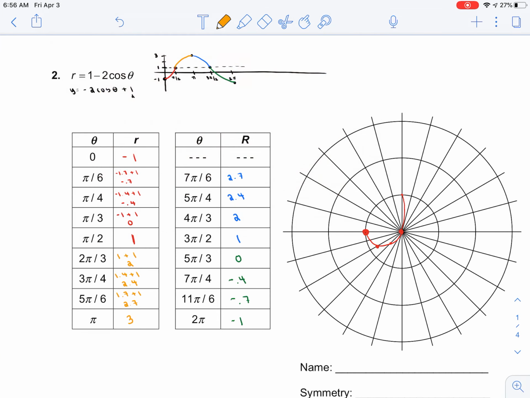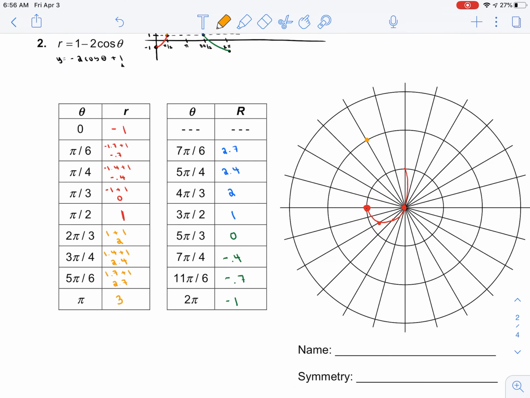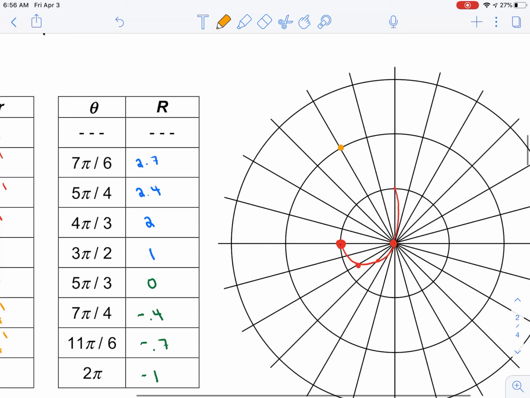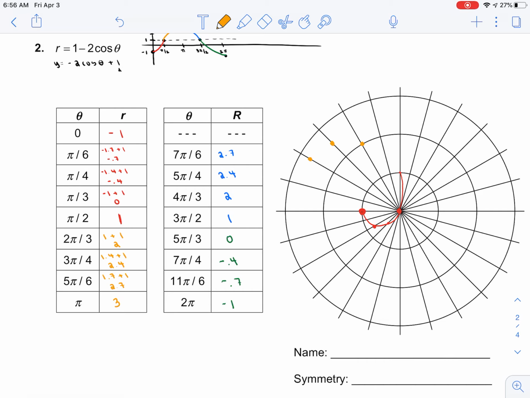Now going to orange, we can see what's going to happen from here. At 2 pi over 3, we're going to 2. So 2 pi over 3 is going to be 2 lines over. We're going to be at 2. And then at 3 pi over 4, we're at 2.4. So 1, 2.4. And then we're at 2.7. And then notice that when we get to pi, we're going to be at 3 units.